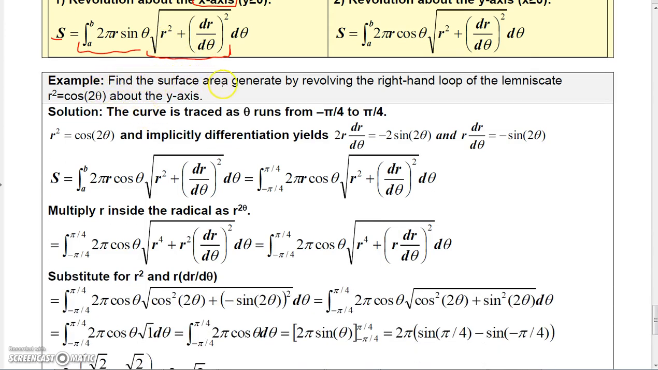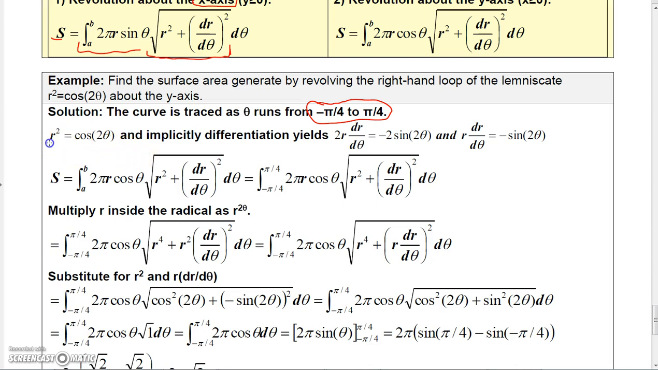It says find the surface area generated by revolving the right-hand loop of the lemniscate r squared equals cosine 2 theta about the y-axis. Well, I'm going to let you investigate the loop and see that that right-hand loop is actually generated as you go from minus pi over 4 to pi over 4. Okay, so that's going to be our limits of integration.